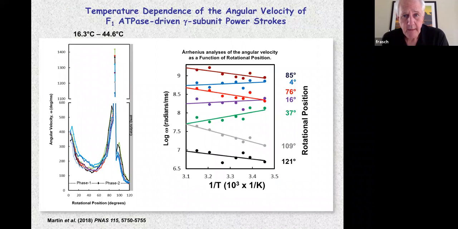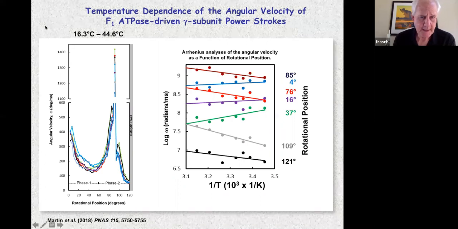So now we've done temperature dependence of the angular velocity curves. And we analyzed the data by Arrhenius analyses to get energy terms of how much energy is involved as it rotates. So in order to do this, we collected data over a temperature range starting as low as 16.3 and going as high as 44.6 degrees.